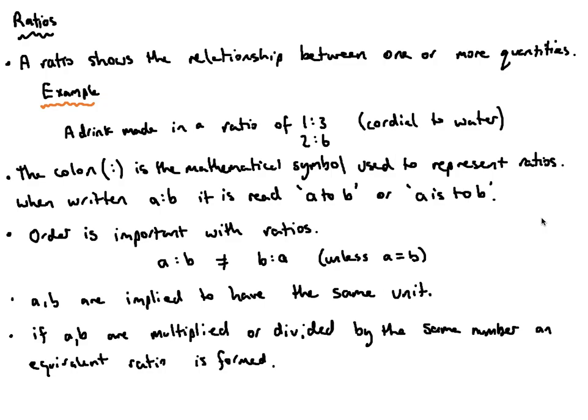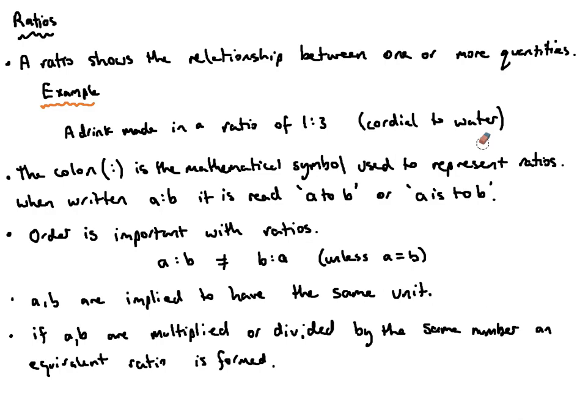So let's start with an idea of what a ratio is. It shows the relationship between one or more quantities. In this case, we have a drink, a cordial, and it's made up in a ratio of 1:3. So if we have one lot of cordial, we want 3 lots of water.